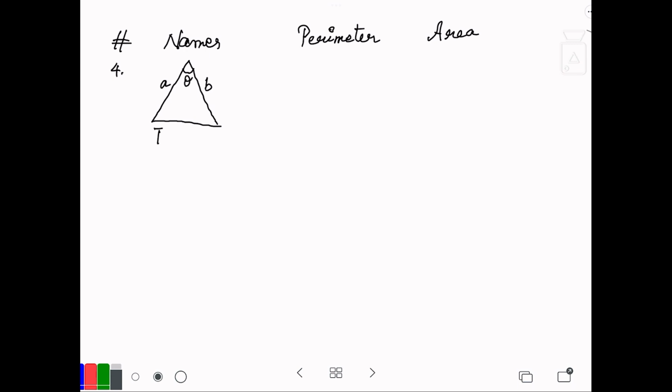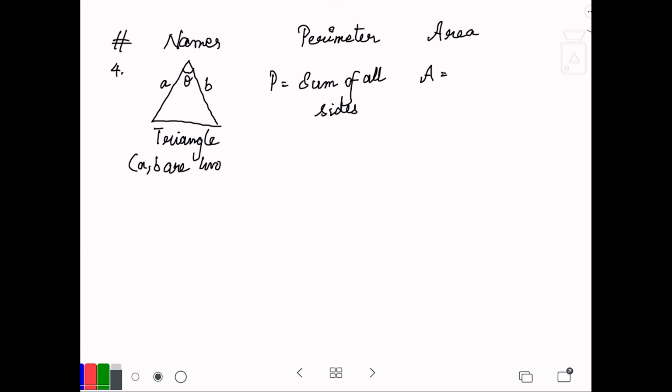Because in a triangle, if you know the base and height, then you can use the formula half times base times height. Suppose you do not know the base and height, but you have been provided with the two adjacent sides, and I know the angle between them, which is called theta. So in that case, what formula will you use to find the area?